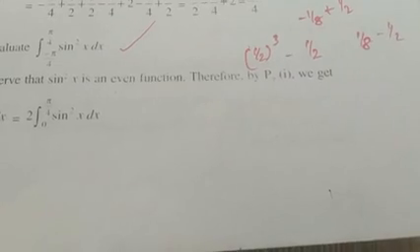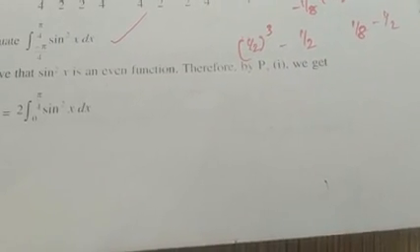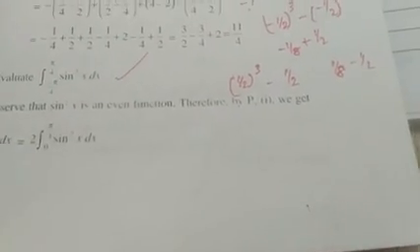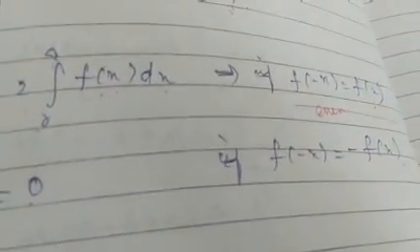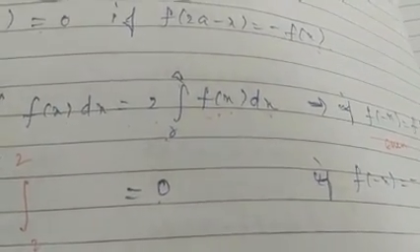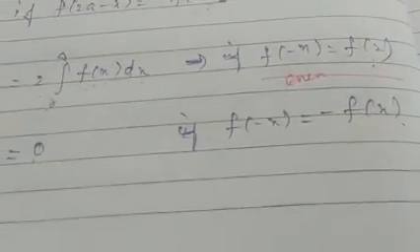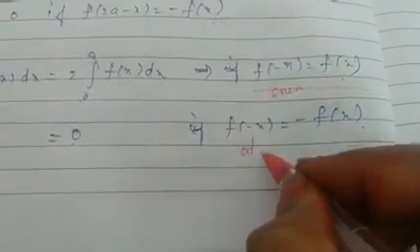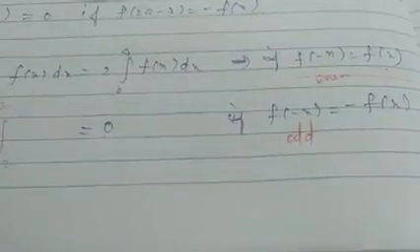Example 31, evaluate the integral from minus pi by 4 to pi by 4 of sine squared x dx. As I told, here the limits are minus a to a. Therefore, the last property which you have seen: integral from minus a to a of f of x dx, you can write it as 2 into integral 0 to a of f of x dx if f of minus x is equal to f of x, that is an even function. Otherwise, if f of minus x is equal to minus f of x, then the integral becomes 0, that is an odd function.